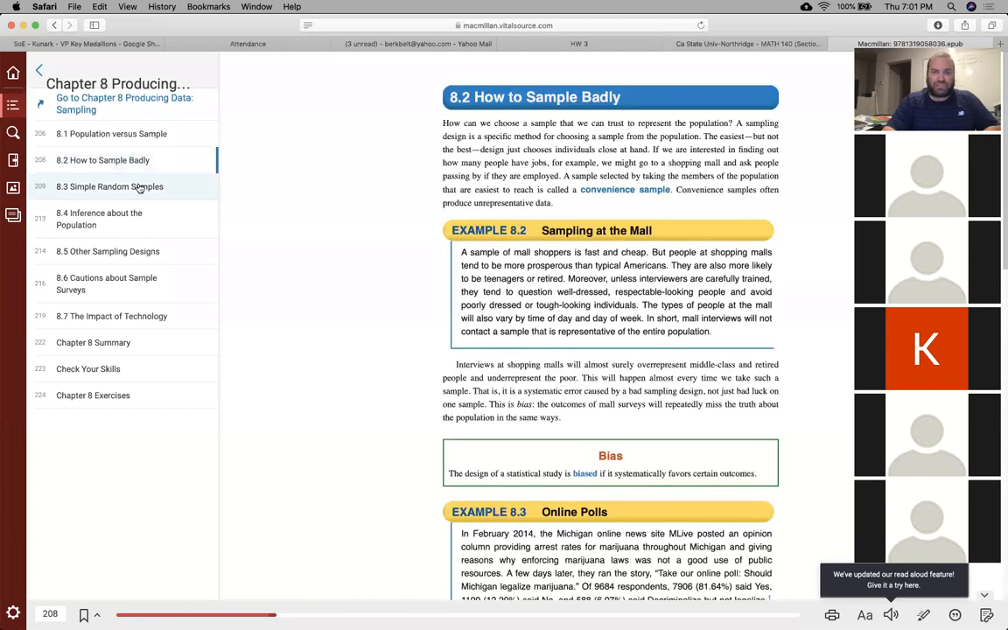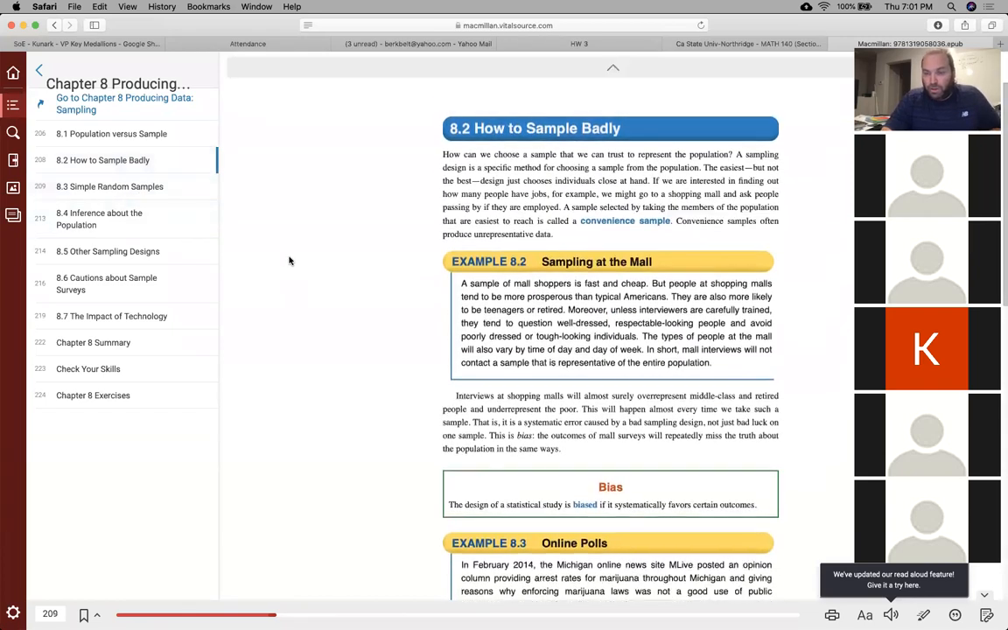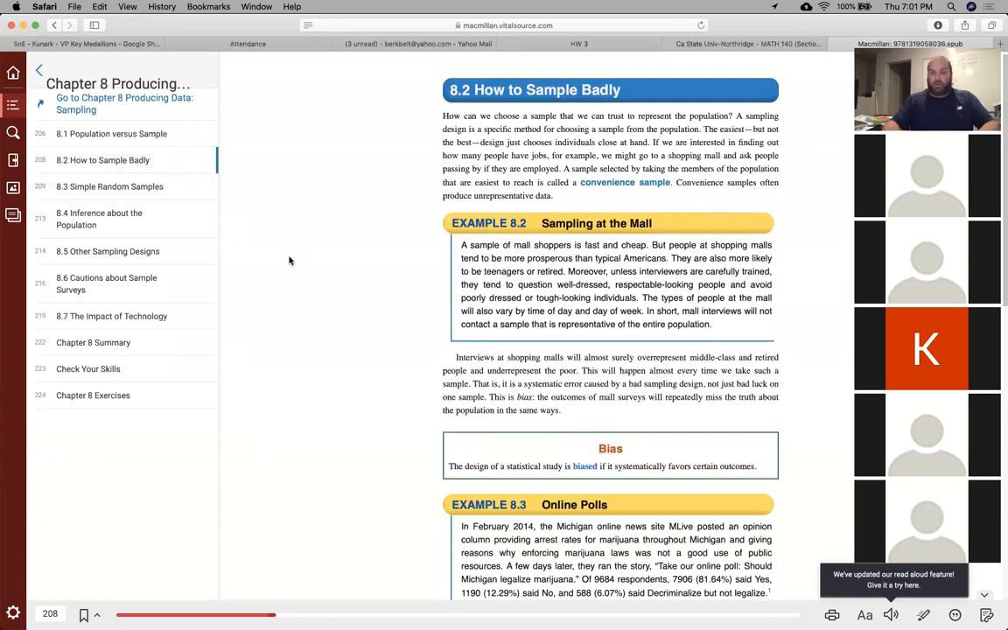So let's start with how to sample badly. These are the types of samples that you do not want to do. The first one is called a convenience sample. You sample in a way that is convenient. For example, a sample of mall shoppers is fast and cheap. Go to the mall, at least before the pandemic. You go to the mall and there are people walking by you left and right, correct?